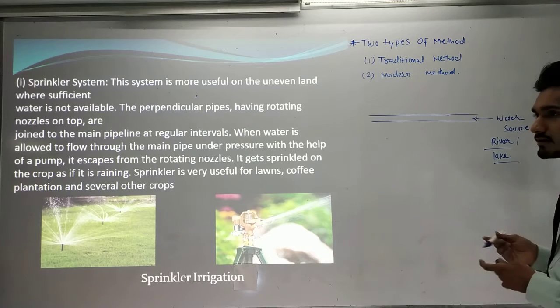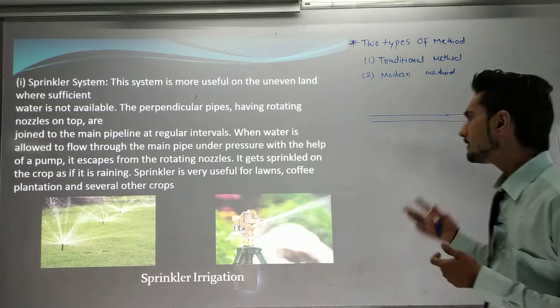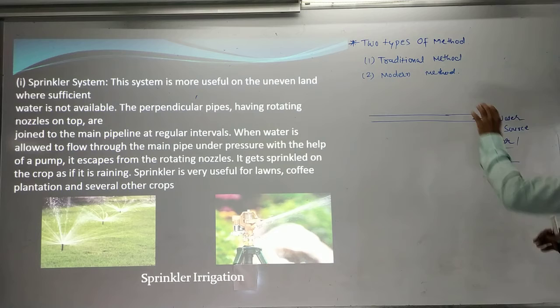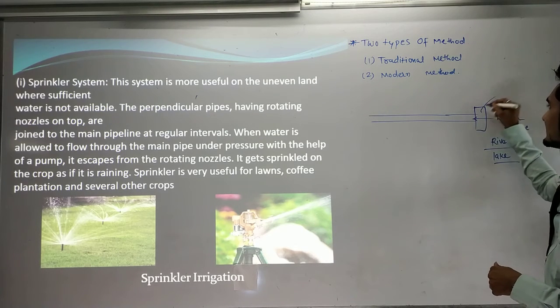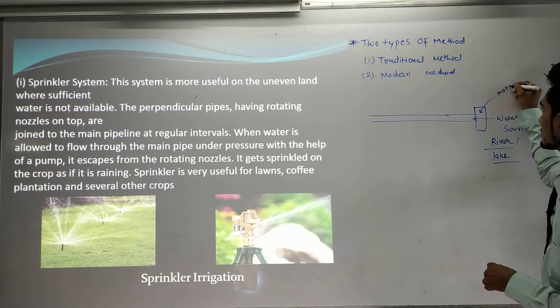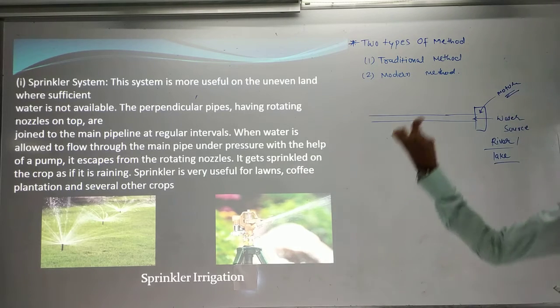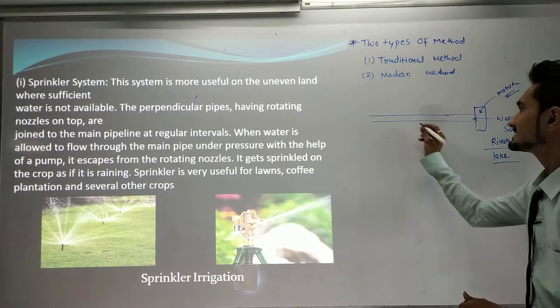Now the question will come in your brain: how did the water come here? So sometimes a motor will be fixed here. This motor will absorb the water from the river, and then transport it to the main pipe. This is the main pipe.